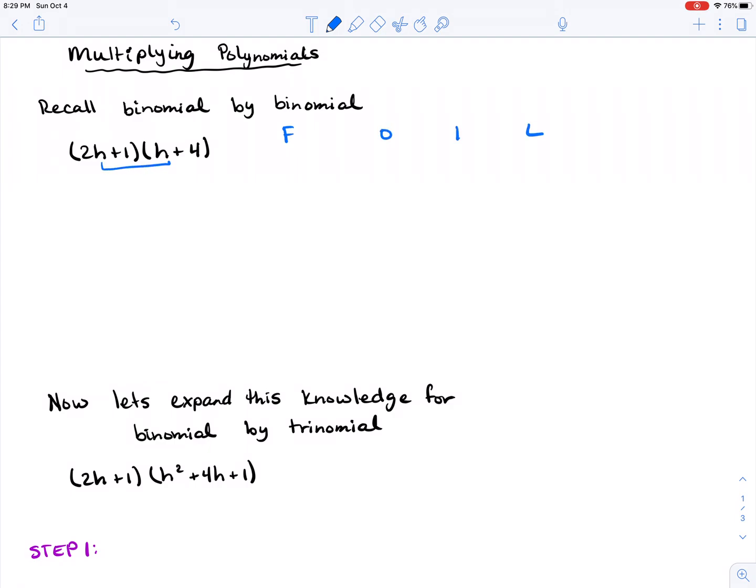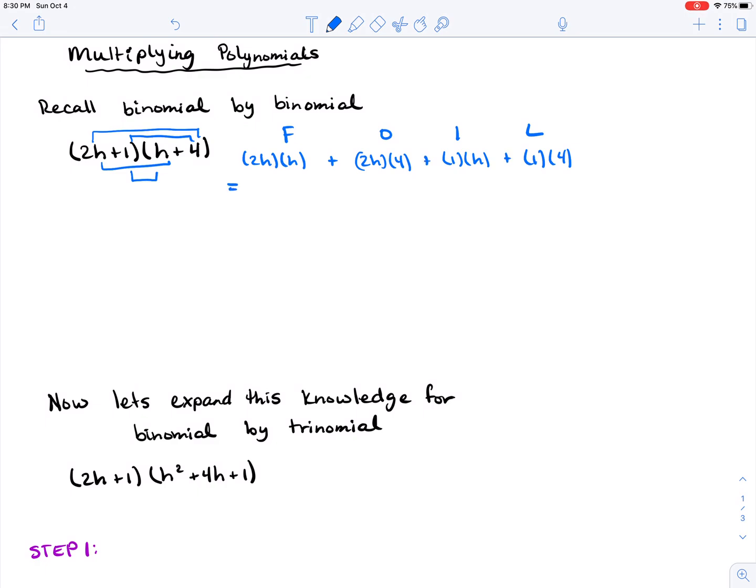so first, 2h times h; outside, 2h times 4; inside, 1 times h; and last, 1 times 4. That we've distributed our terms to come up with the answer.